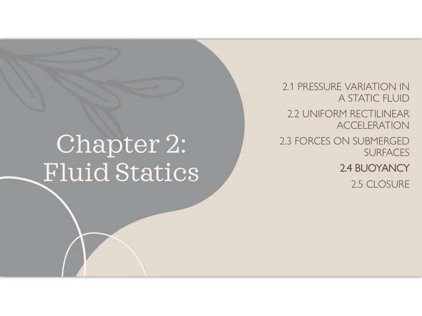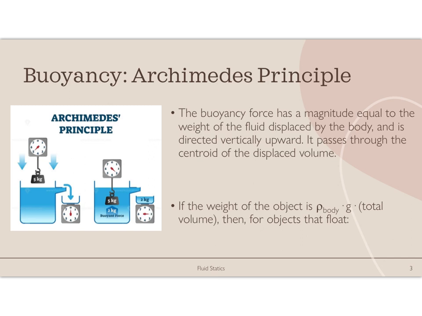We are looking at Chapter 2, Fluid Statics, and we are wrapping it up with looking at the section on buoyancy. So, buoyancy is best described by Archimedes' principle. The buoyancy force has a magnitude equal to the weight of the fluid displaced by the body and is always directed vertically upward. It passes through the centroid of the displaced volume.